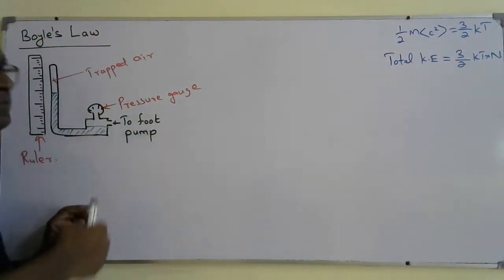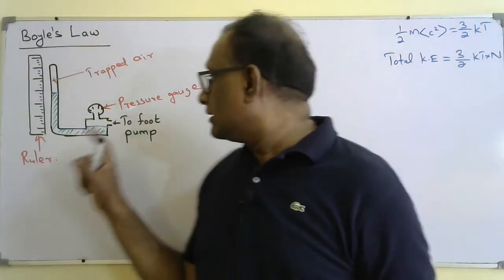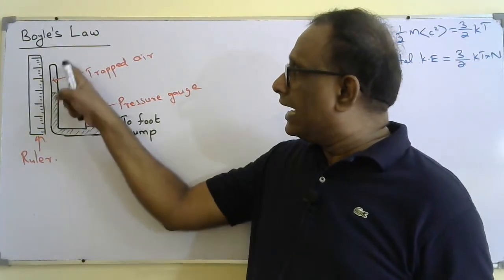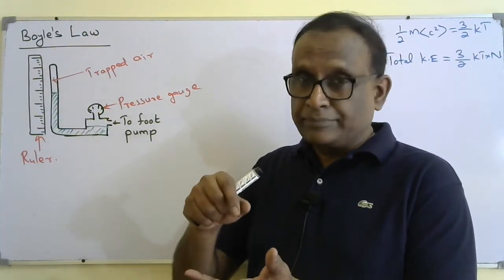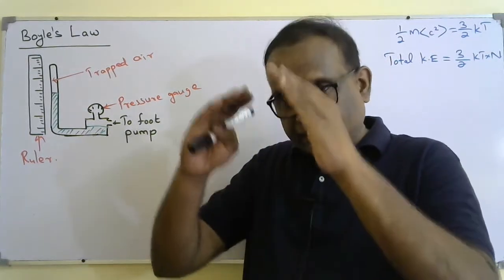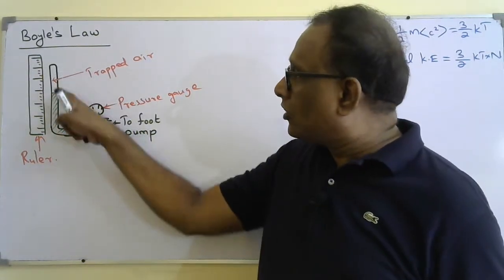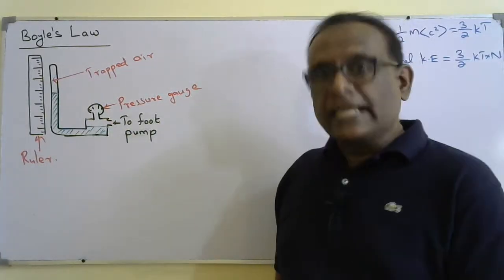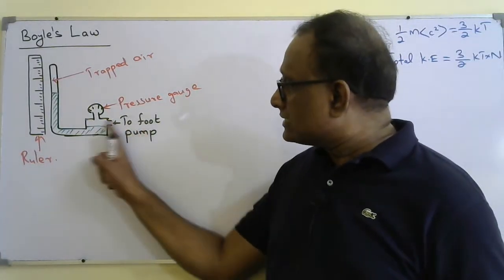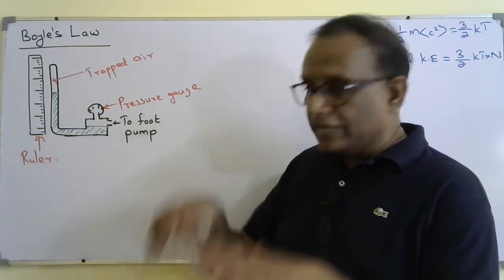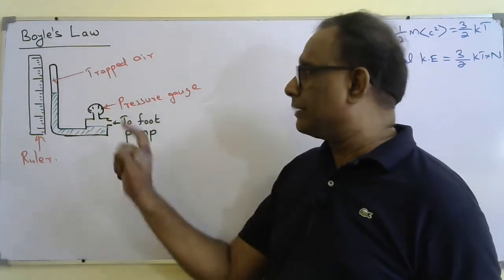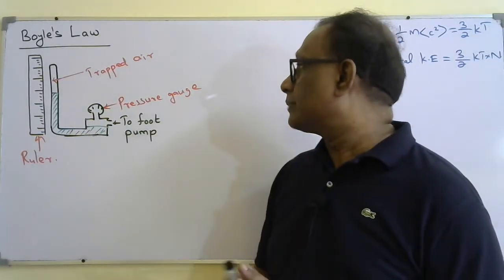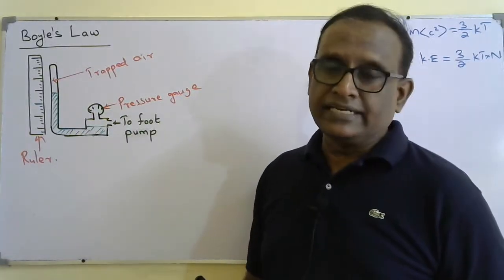You insert a certain amount of air into the chamber by using a foot pump. Wait for a few minutes because when the trapped air is compressed, its temperature could change. So you have to wait until the temperature drops to room temperature. Record the length of the trapped air column and record the pressure gauge reading. Again, repeat: insert a certain amount of air, wait for a few minutes, and record the length of the trapped air column and the reading of the pressure gauge. Like that, take several readings.